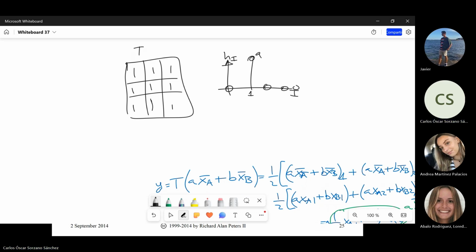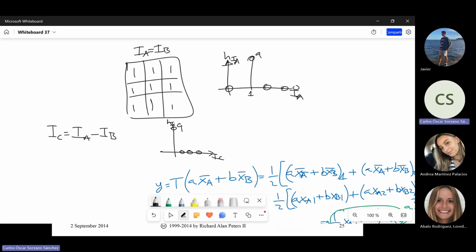This is image A. Now image B has the same histogram. And now you construct a new image C, that is A minus B. What is the histogram of C? So we have a weighted average of the input, and the output is of the weighted average. So computing a histogram is not a linear operator.